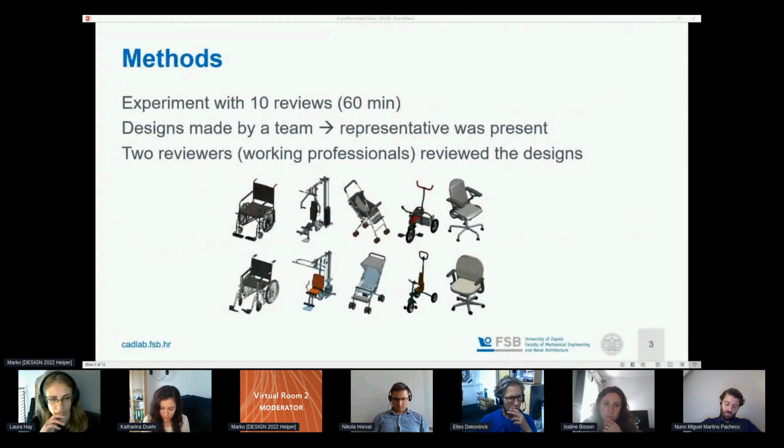Basically, we conducted an experiment with 10 reviews. Each review lasted for 60 minutes and included designs made by a design team. The review team had a design representative and 2 reviewers that worked in industry. The designs reviewed include wheelchair, weightlifting machine, baby stroller, tricycle, and office chair. Each product was designed by 2 teams, thus having 5 design pairs. One of them is reviewed in CAD and another in VR.